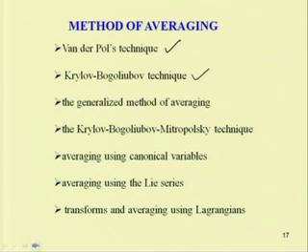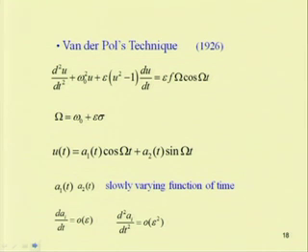In 1926 Van der Pol proposed this method to solve this type of equation. This equation is generally known as the Van der Pol equation, in which one can write the equation in this form: d square u by dt square plus omega 0 square u plus epsilon times u square minus 1 into du by dt equal to epsilon f omega cos omega t. Here f is the amplitude of the external excitation, omega is the frequency of external excitation, omega 0 is the natural frequency of the linear system, and epsilon is a bookkeeping parameter.